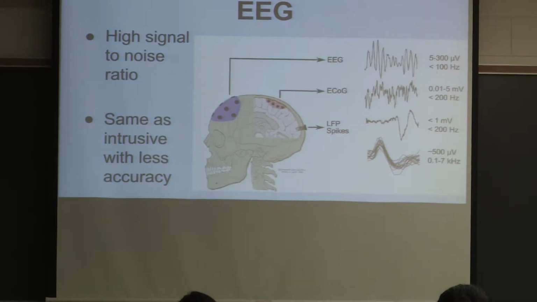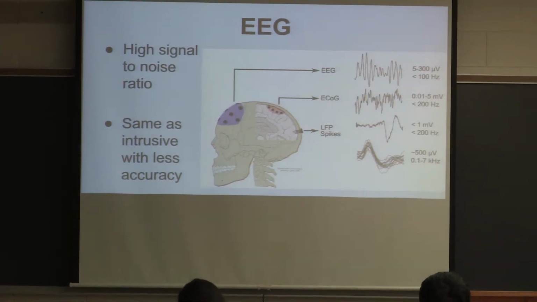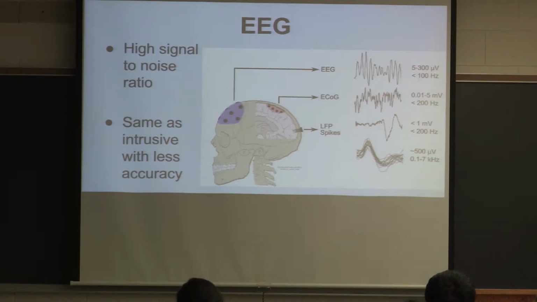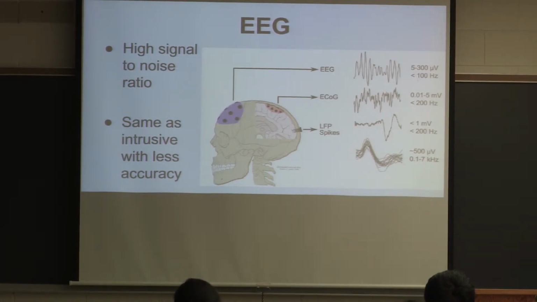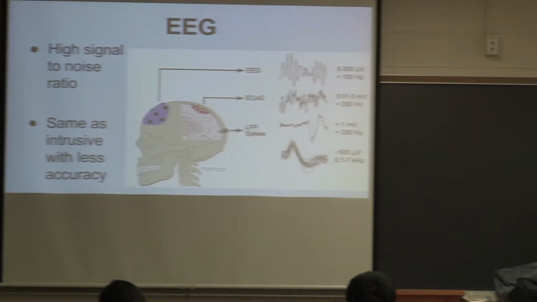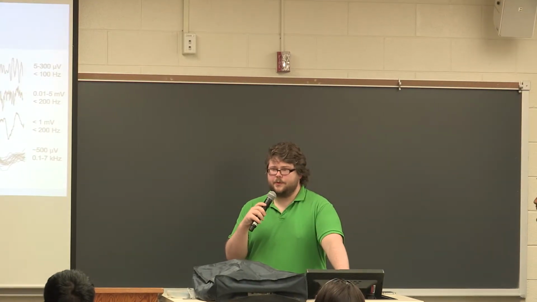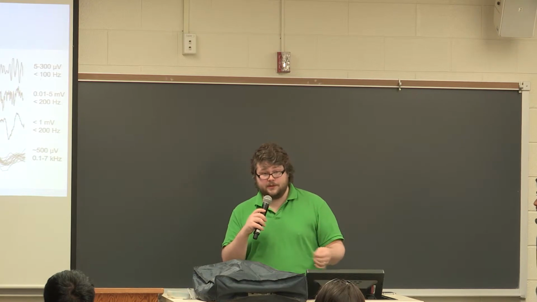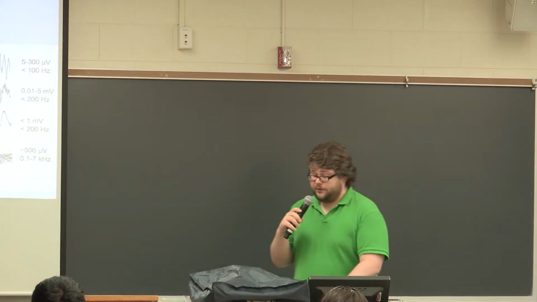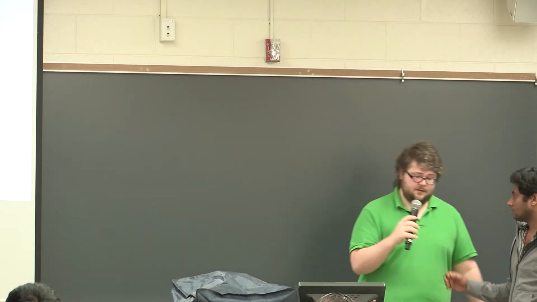So then on to the EEG. This is just that skull cap that we saw earlier. The problem with that is it's a high signal-to-noise ratio. You can kind of get it to go forward, backward, really not that much other than that. You can kind of detect which way it wants to go, but really not as much. It's pretty similar with the intrusive, but with less accuracy because you can't pinpoint and really reduce that noise. And then on here to the implications.